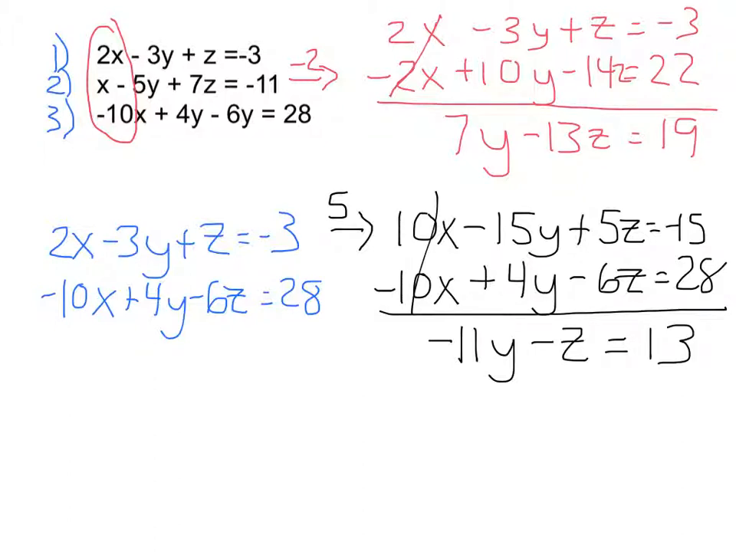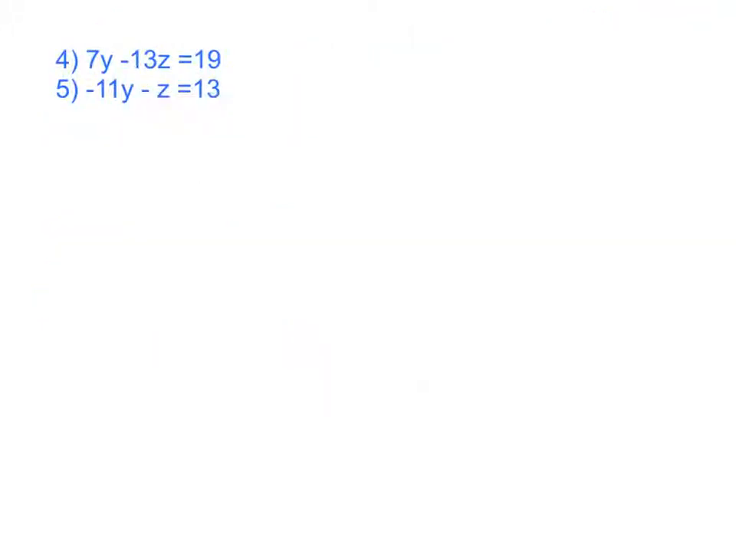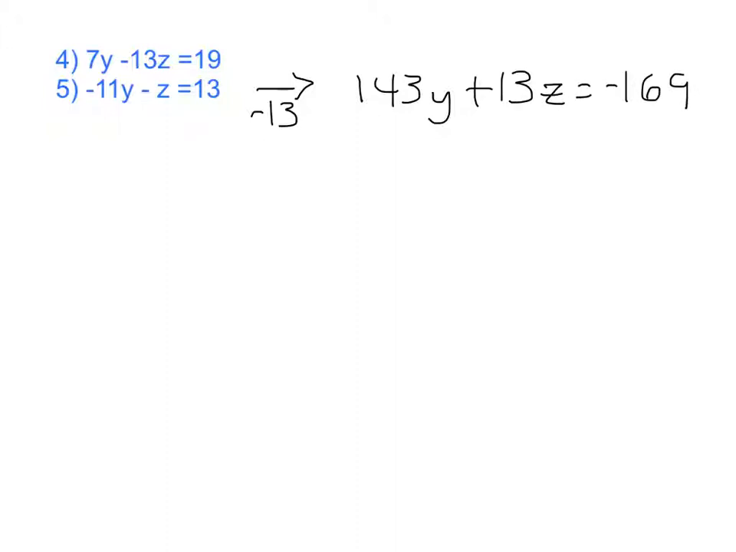I'm going to refer to these 2 equations as equation number 4 and equation number 5. So now I get to choose which variable I want to eliminate from equation number 4 and equation number 5. And I think that z would probably be the least amount of work, so I'd only have to multiply the bottom equation by -13. When I multiply the bottom equation by -13, I'm left with 143y plus 13z equals -169. And the top equation I just get to leave by itself, because the 13z's will cancel each other out.